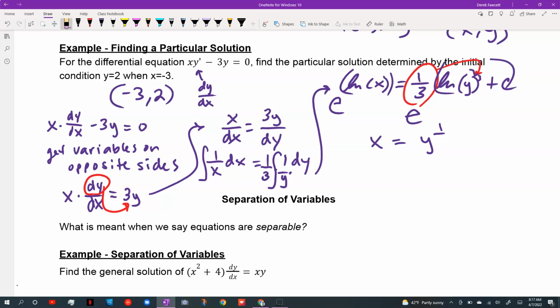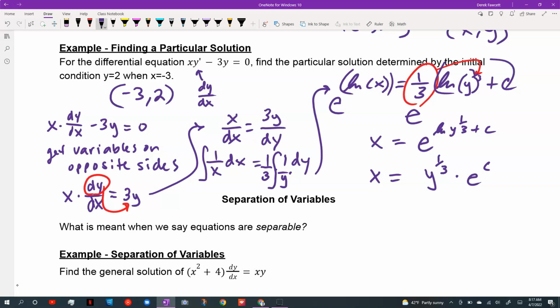So let's look at this. You would have e to the natural log of y to the 1/3 plus c. But you can rewrite this because e to the natural log of y to the 1/3 is just y to the 1/3. And then that would be times e to the c.